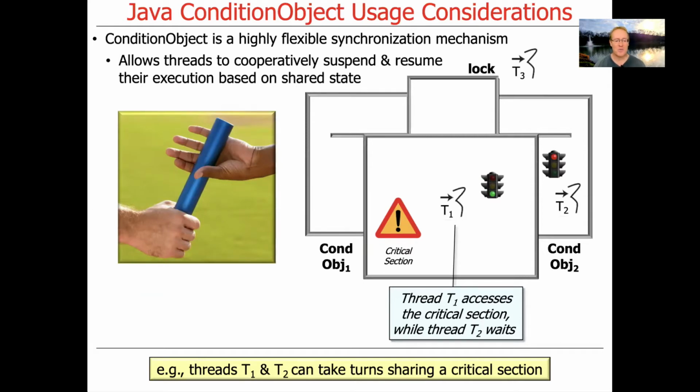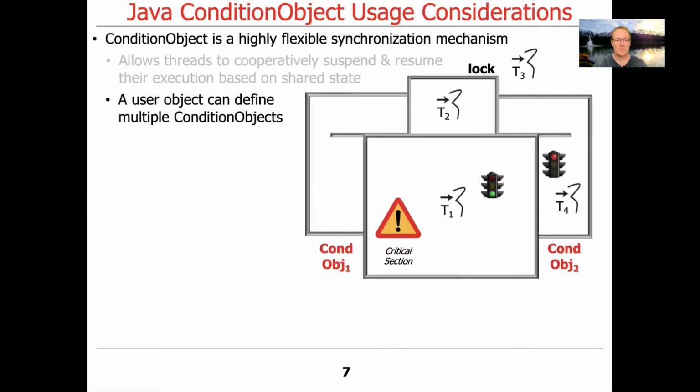In particular, it allows threads to cooperatively suspend or resume their execution based on shared state, shared mutable state, of course. And so as we saw with the array blocking queue, the different threads, T1 and T2 and so on, could take turns sharing a critical section, making progress when they can and blocking when they can't make progress. So as you can see here, thread T2 is blocked on a condition object, thread T1 is running, and then thread T1 can go ahead and park itself and wait, and then thread T2 can come back in, and so on and so forth. And even more, as we see here, you can also keep other threads at bay out of the critical section altogether, while the other threads take turns coordinating their actions.